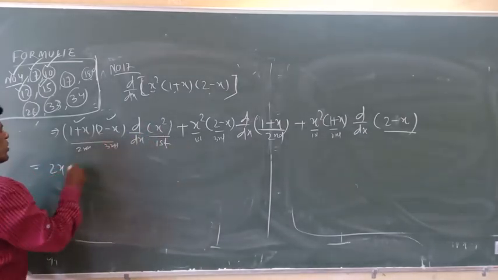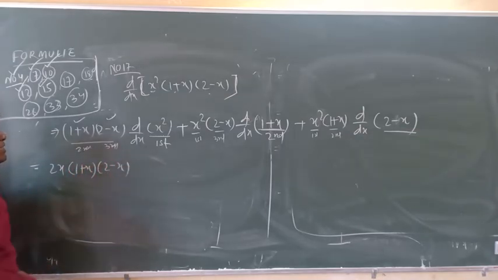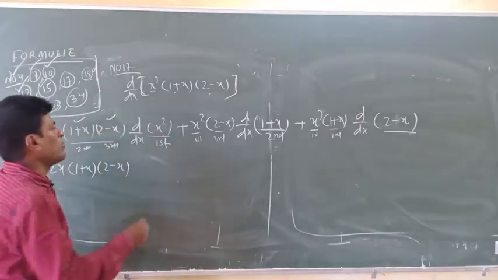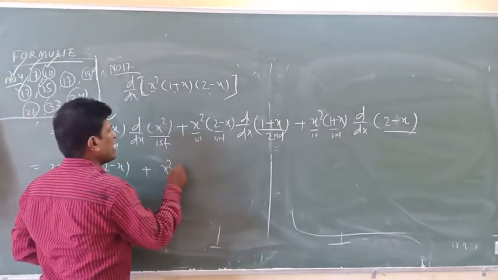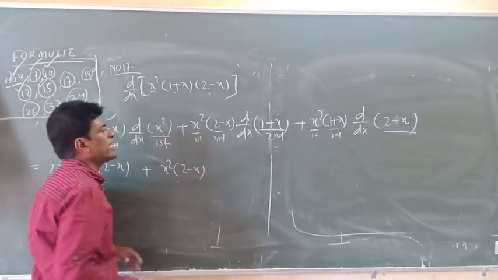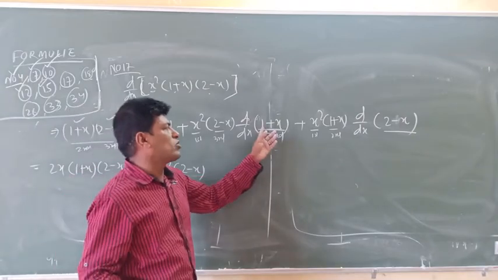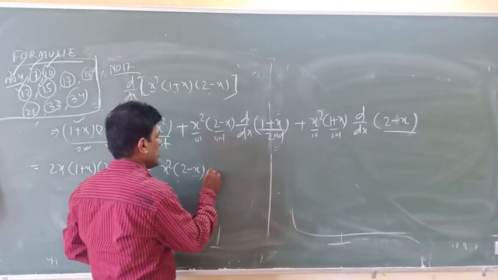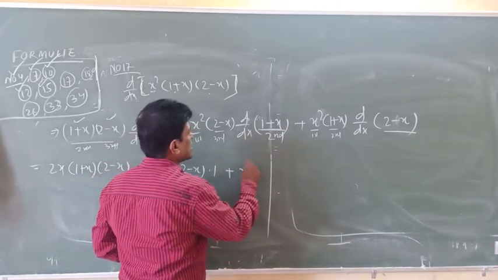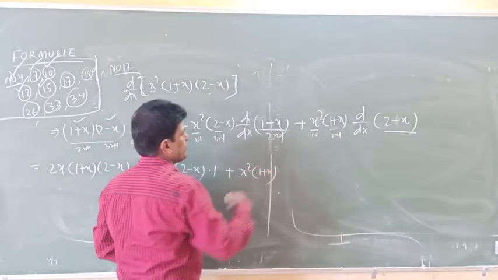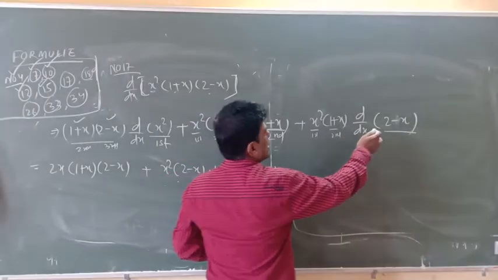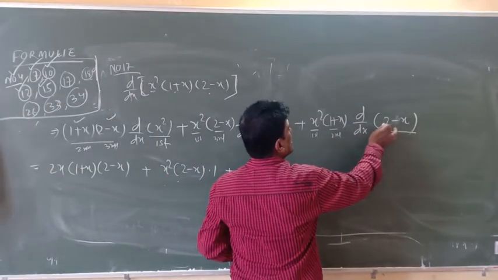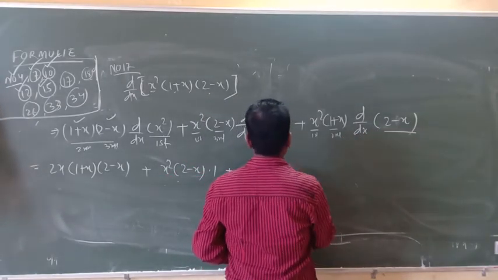The derivative of x square is equal to 2x, multiplied by 1 plus x, whole into 2 minus x. The differential of the first term is completed. Now x square is constant, times 2 minus x. The derivative of 1 is equal to 0, since 1 is constant. The derivative of x is equal to 1, into 1 plus x, times x square into 1 plus x. The derivative of 2 is equal to 0, since 2 is constant. The derivative of minus x is equal to minus 1.